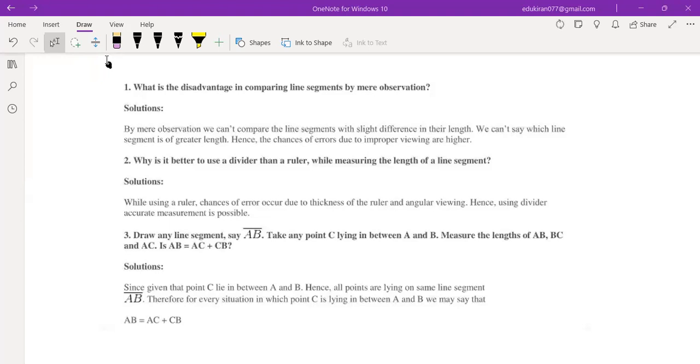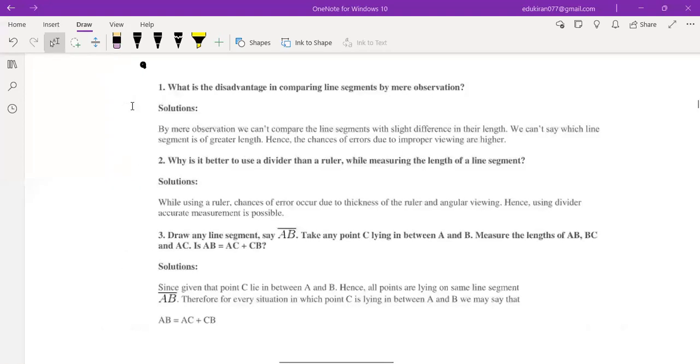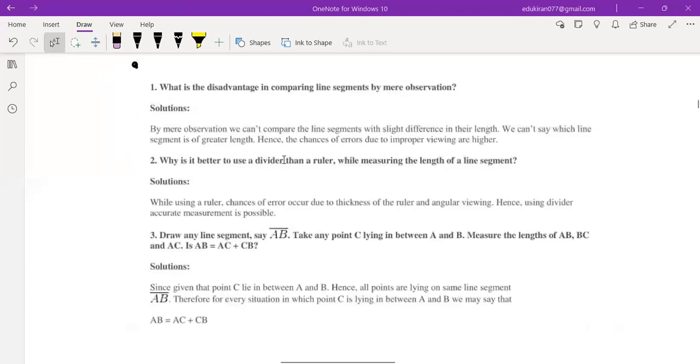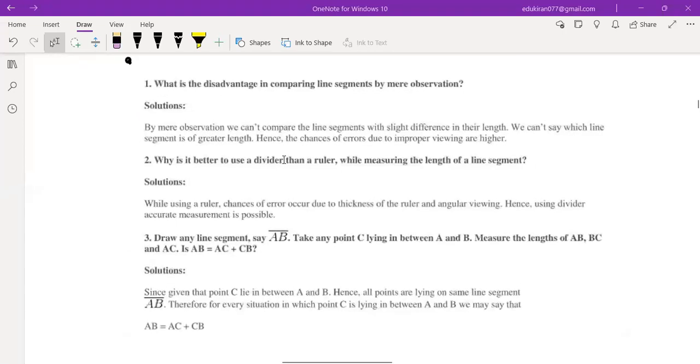Ma'am, the question and answer. Yes, these are whatever we discussed now in the questions, these are the solutions. Because you have to answer it, you can write it like this. First question we discussed: what are the disadvantages of comparing line segments by mere observation. So this was the answer, that you will not get accurate results. Second, the question we did was divider and ruler, which one is better. So this, and the third one we discussed. So this is how you have to write the answers. Okay. Okay, ma'am.